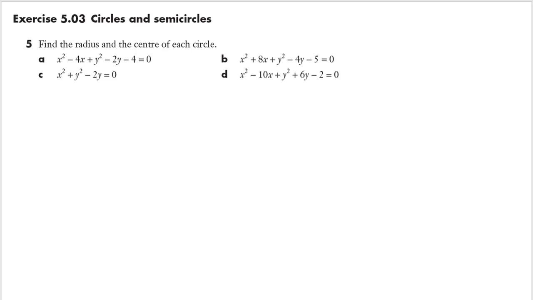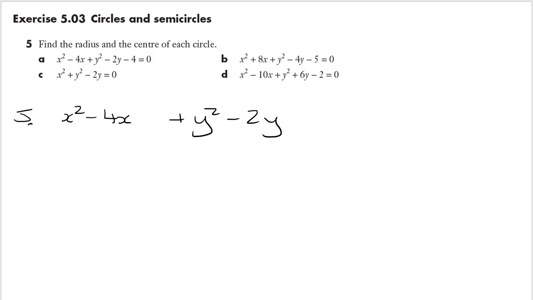On to question 5, it wants us to find the radius and the center. So this is the reverse of what we just did. We've got expanded form here: x squared minus 4x plus y squared minus 2y, and that's equal to minus 4. What I'm going to do, a little trick here, we're going to complete the square.